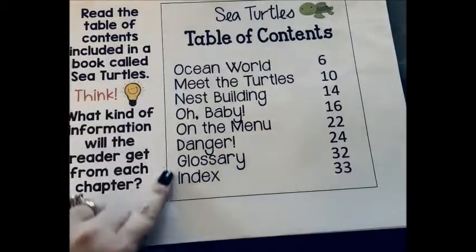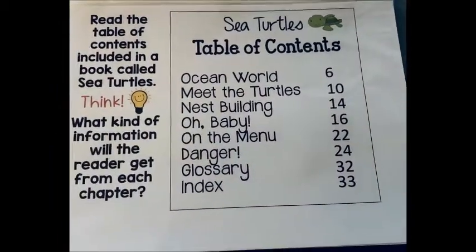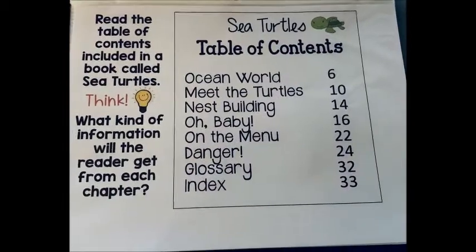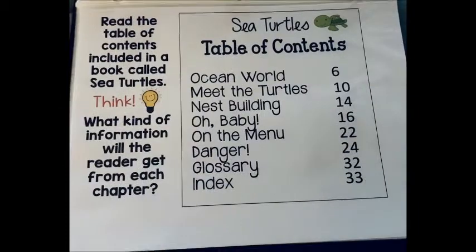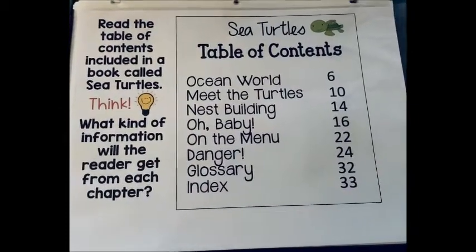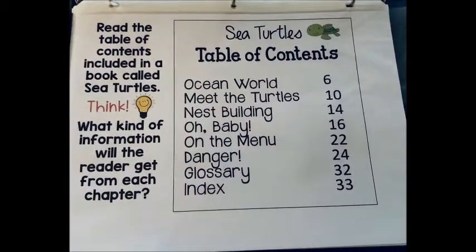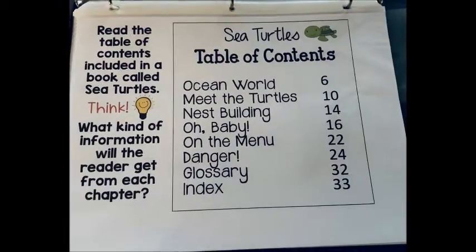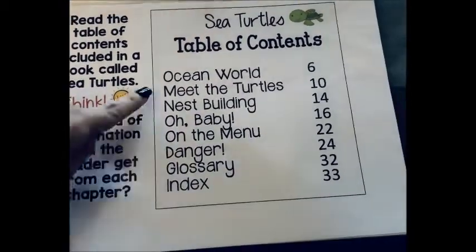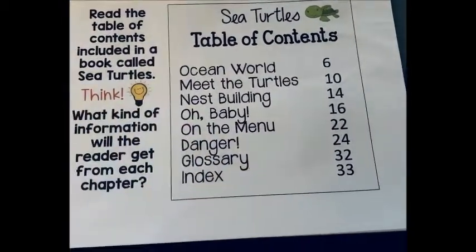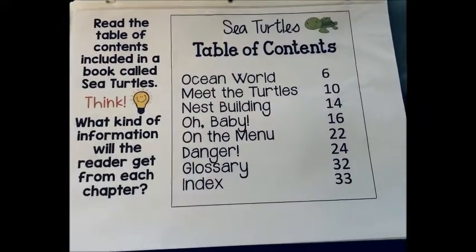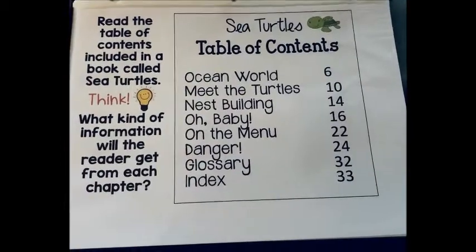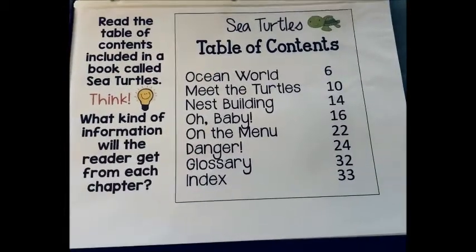If I look through these, each chapter title gives me kind of an idea of what it's going to be about. For example, this one says danger. So this chapter might be something that could be scary for a sea turtle or something that might put harm in the sea turtle's way. The next one we might look at is nest building. This one might talk about how they build the nest that they live in. So each title in our table of contents gives us an idea of what that page will be about.